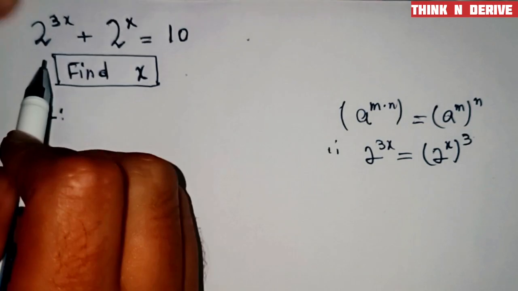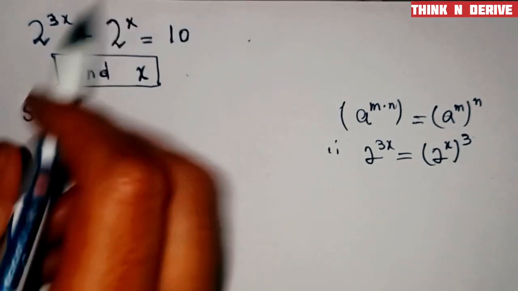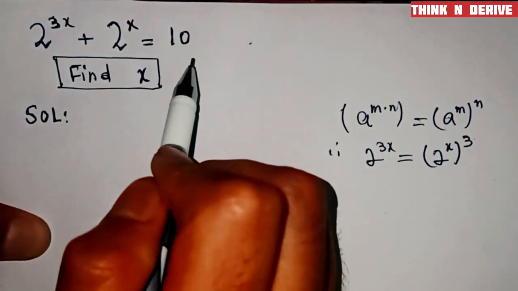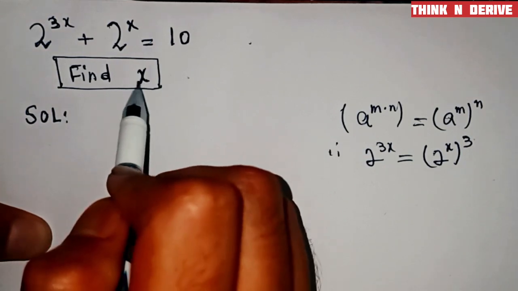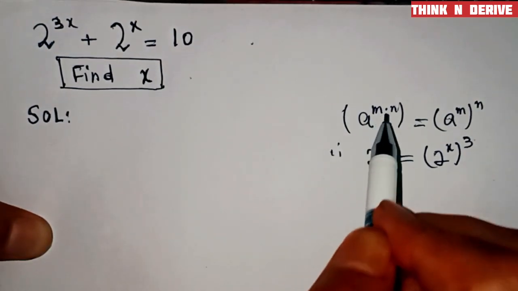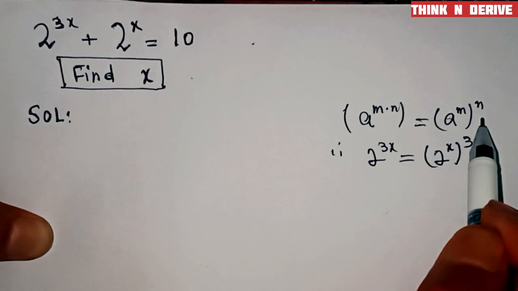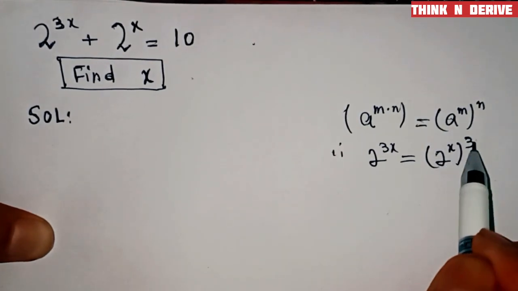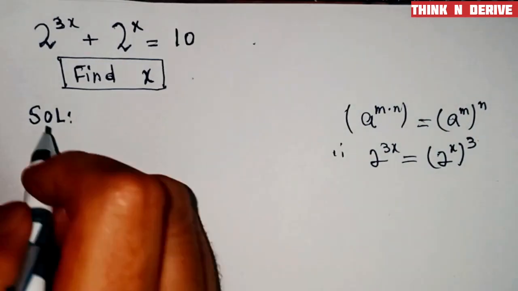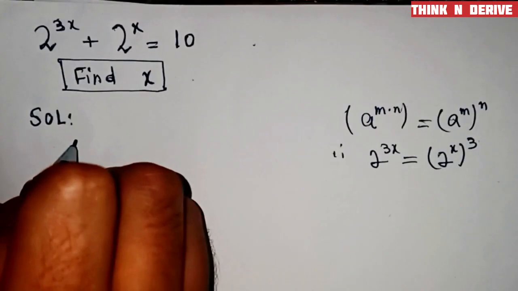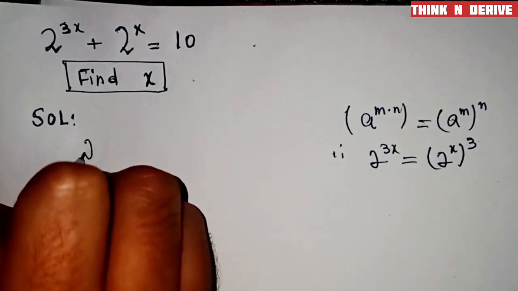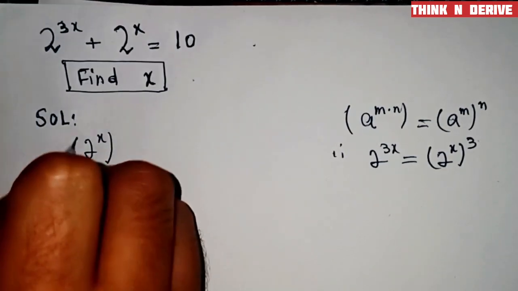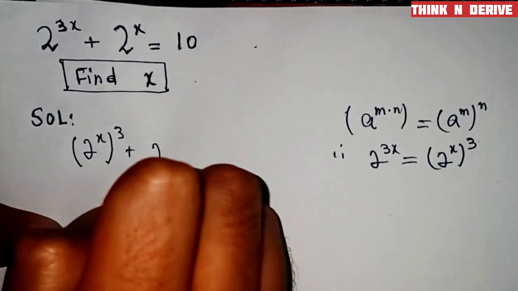Today we will solve this equation: 2 power 3x plus 2 power x equals 10, and we will find x. Since we know a power mn equals (a power m) power n, we can write 2 power 3x equal to (2 power x) power 3. So we can write (2 power x) power 3 plus 2 power x equal to 10.